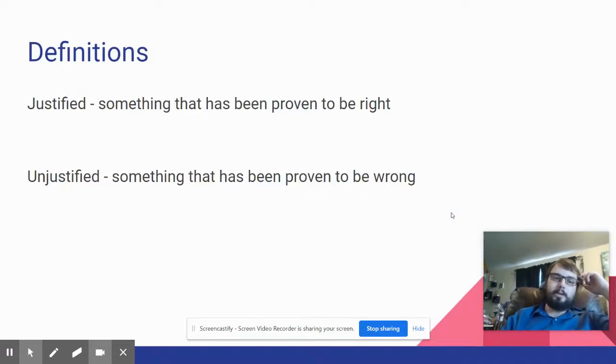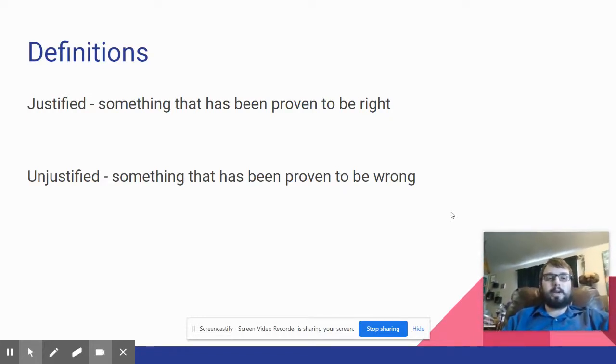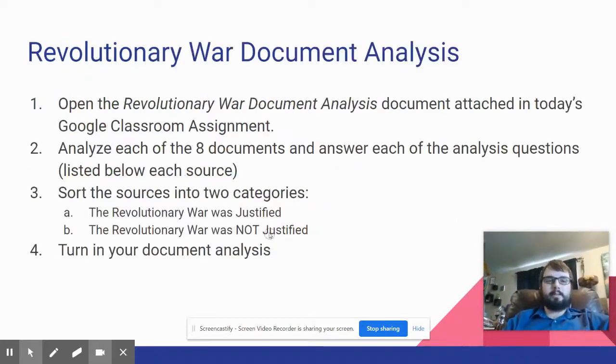A couple of definitions for you to write down in your notes. First is justified. That's something that has been proven to be right. If something is justified, it was the right thing to do. Unjustified is something that has been proven to be wrong. That means it was the wrong thing to do. You did not have enough evidence to say you could do that correctly. That's justified and unjustified. Go ahead, pause, write those down. When you're finished, rejoin us.